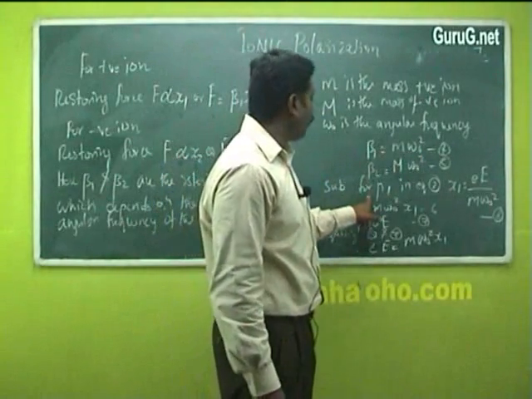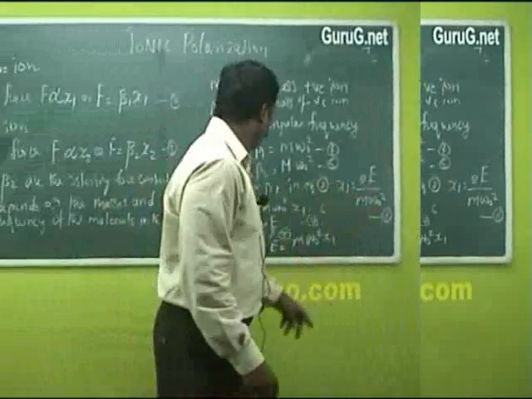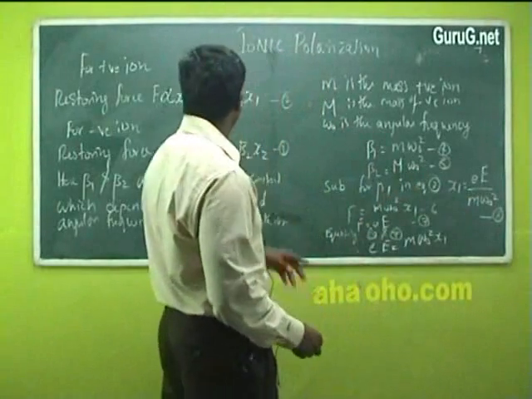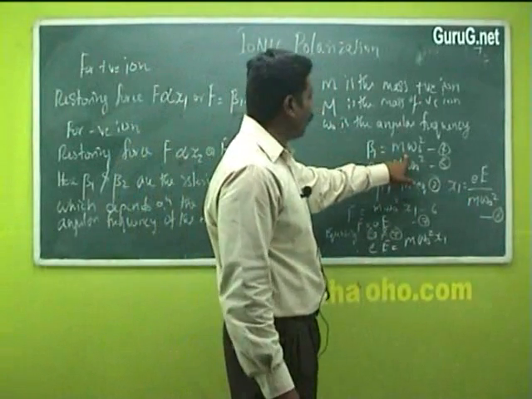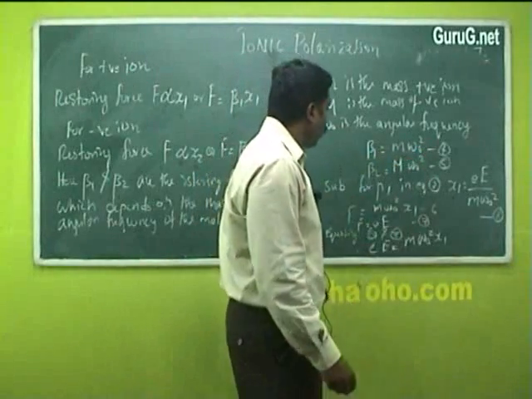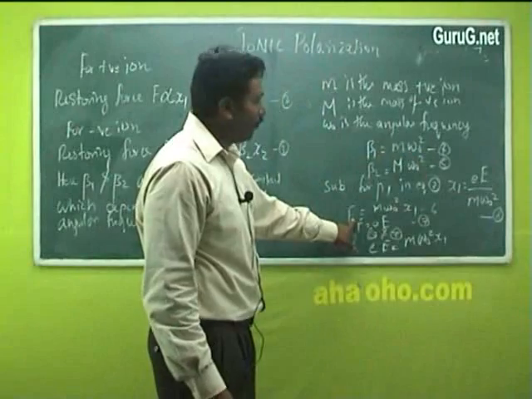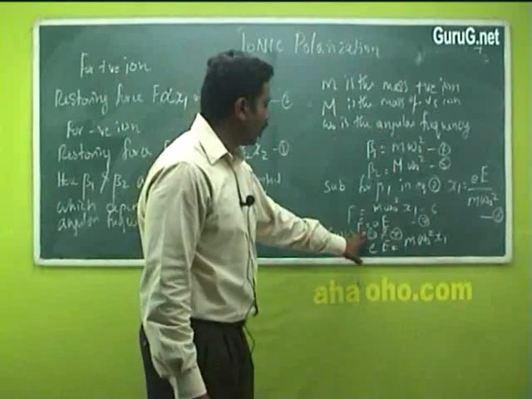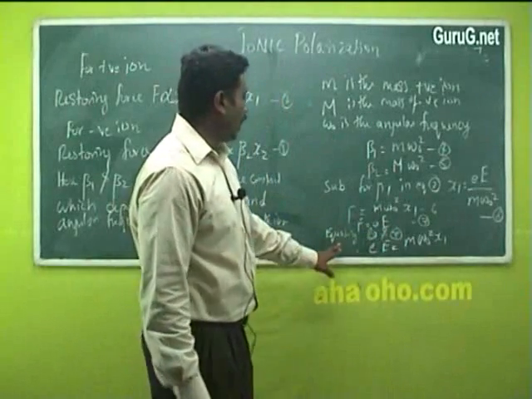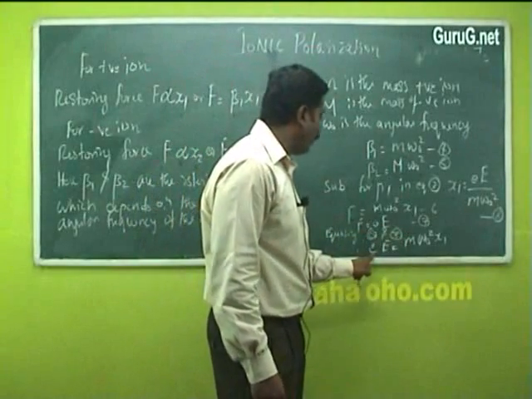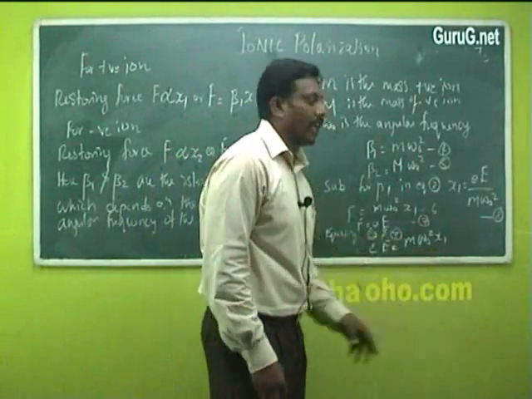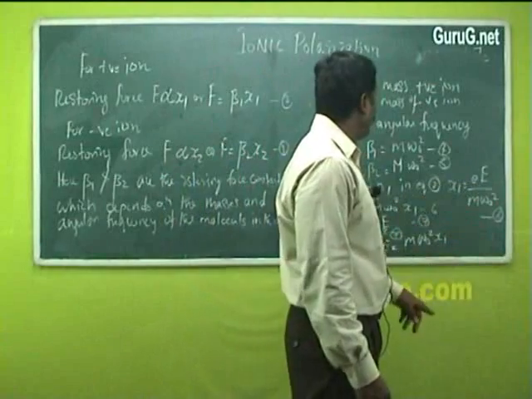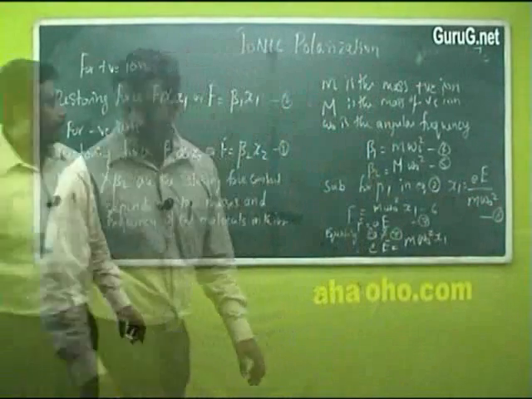Now substitute the value of beta 1 in equation 2. From F is equal to beta 1 x1, instead of beta 1 we are substituting the value of beta 1 from equation 4, m omega naught square. Therefore the restoring force F is equal to m omega naught square x1. Put this as equation 6. Or F is equal to E into e. Therefore equating equation 6 and 7, we have e E is equal to m omega naught square x1, or the displacement x1 of the positive ion is equal to E divided by m omega naught square.